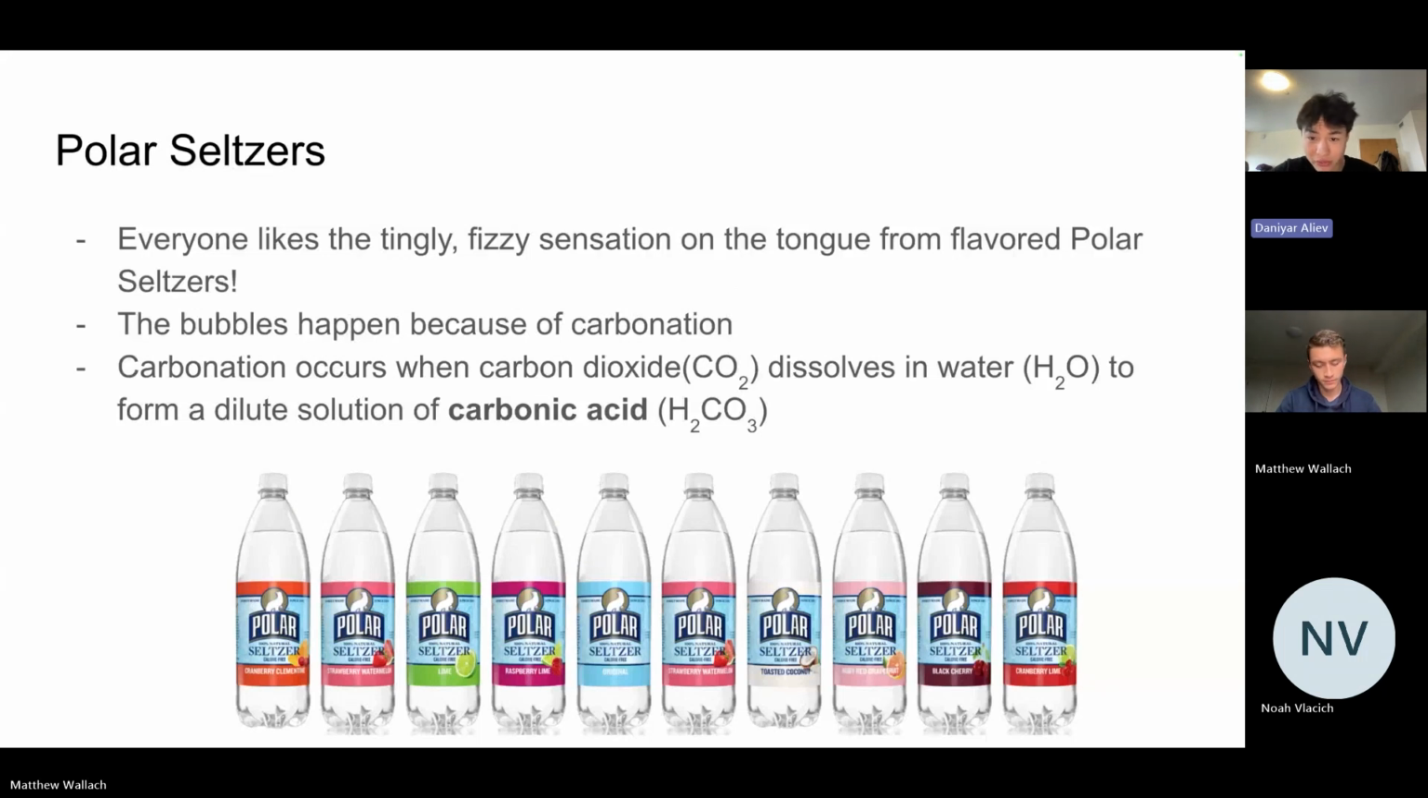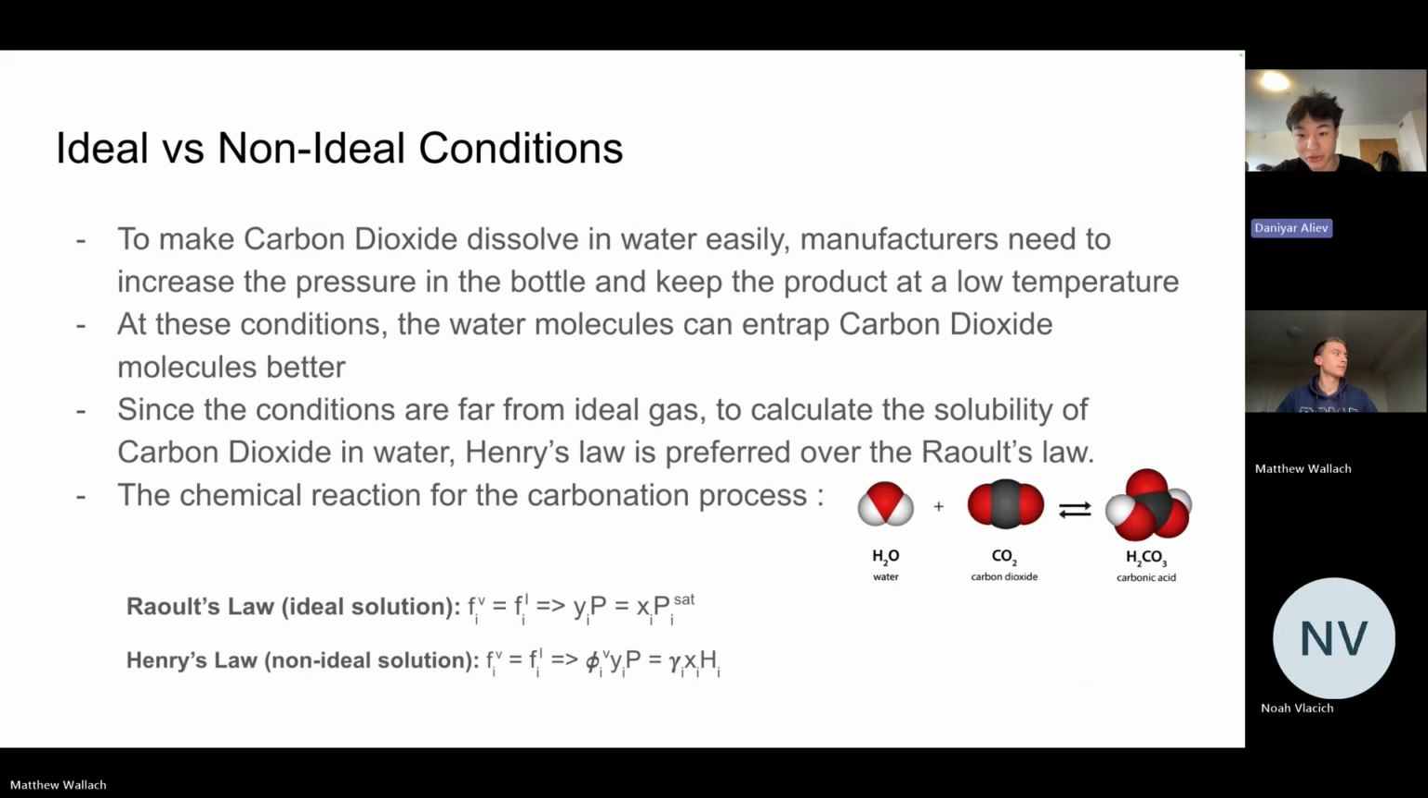To make carbon dioxide dissolve in water easily, manufacturers need to increase the pressure in the bottle and keep the product at a low temperature. At these conditions, the water molecules can entrap carbon dioxide molecules better. Since the conditions are far from ideal gas, to calculate the solubility of carbon dioxide in water, Henry's law is preferred over Raoult's law. And here's a chemical reaction for the carbonation process.